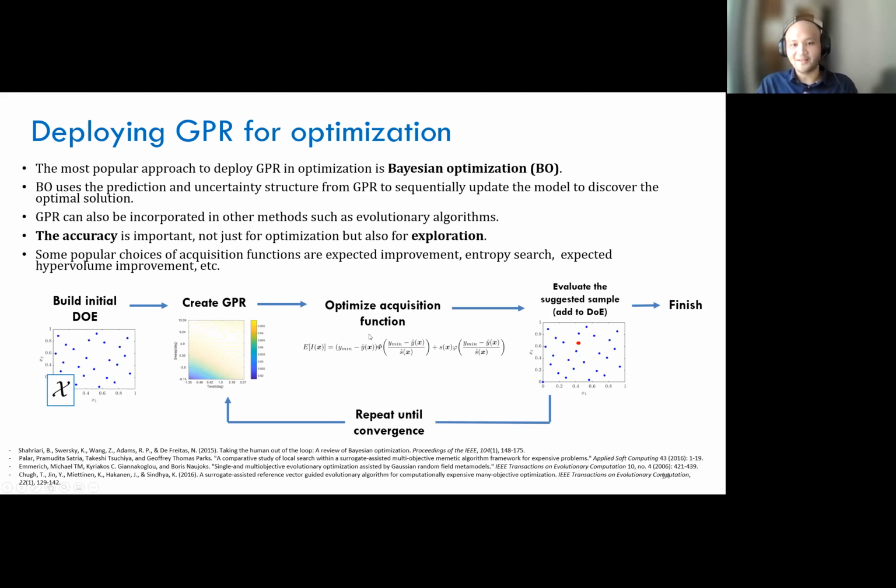Okay, and below you can see an illustration of Bayesian optimization. So here you can see that at each iteration, you optimize the so-called acquisition function, in which you can see that it takes into account the information of both the prediction and also the uncertainty. And then you evaluate the sample suggested by your Bayesian optimization, and then add this to the existing experiment, and then repeat it until you are running out of computational budget.